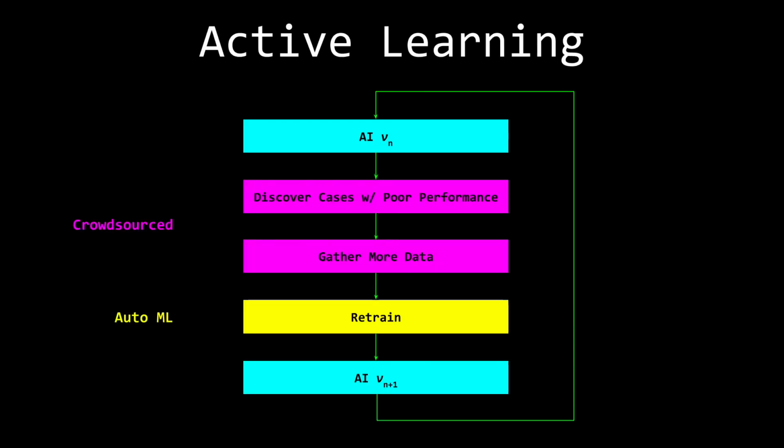We use a state-of-the-art technique called active learning. In active learning, you have AI version N, then you find out where it underperforms, you gather more data in those scenarios, retrain, and then you get AI version N+1. Let's see how this works.